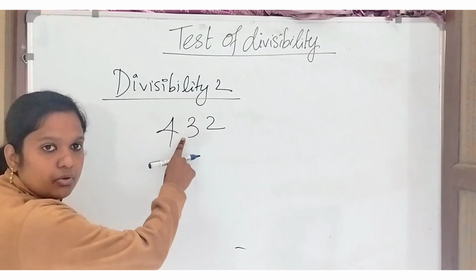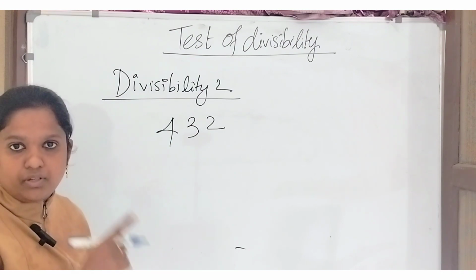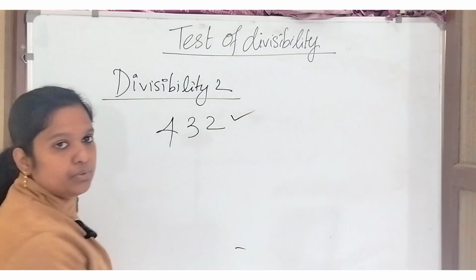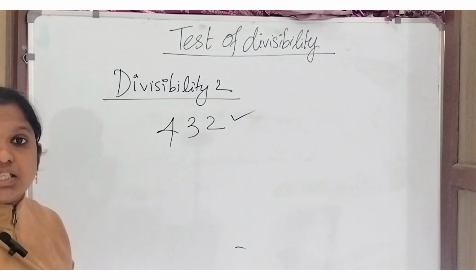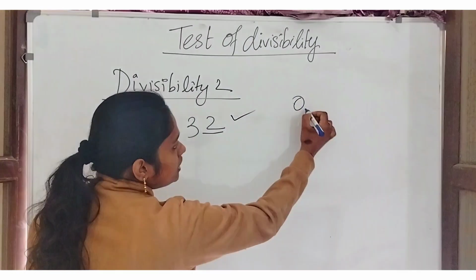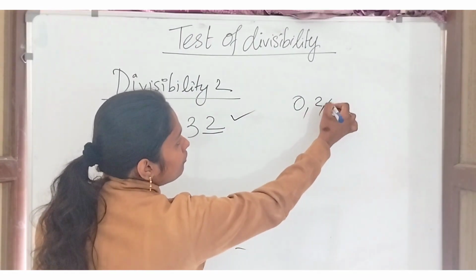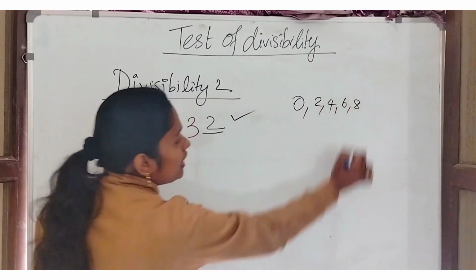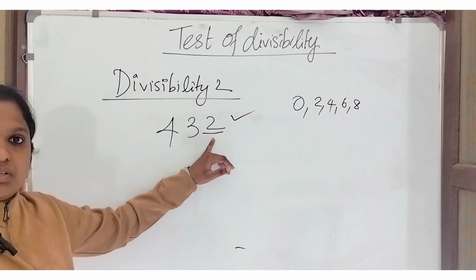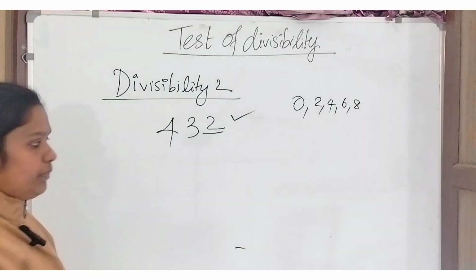It's an even number or not. First you have to check whether that number is an even number or not. If it is an even number, it's divisible by 2. How can you say that it is an even number? By looking at the last digit. If the last digit is 0, 2, 4, 6, 8, then we can say that number is an even number. Here the last number is 2, so this is an even number.